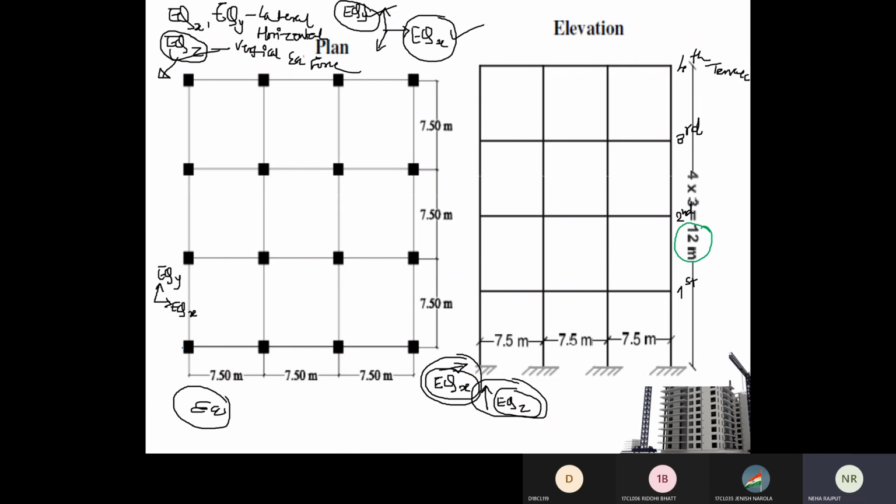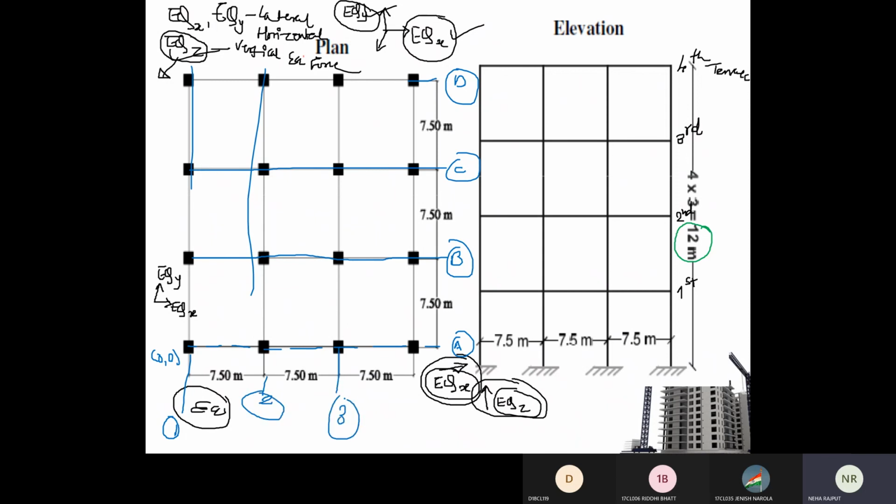So if I want to make the grid here, the center, this is your origin. The line passing through the center of the column in X direction, I am giving grid A. This will be my grid B. This will be my grid C. And this will be my grid D. X direction. But for Y direction, grid 1. This is grid 2. Grid 3. Grid 4. Clear?